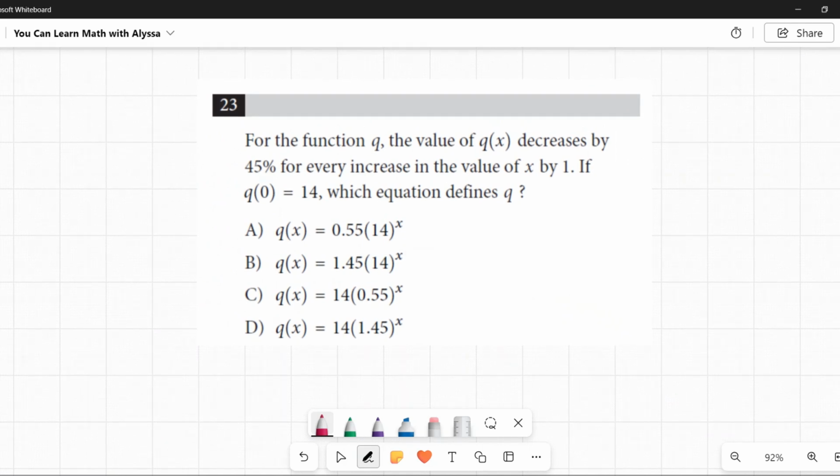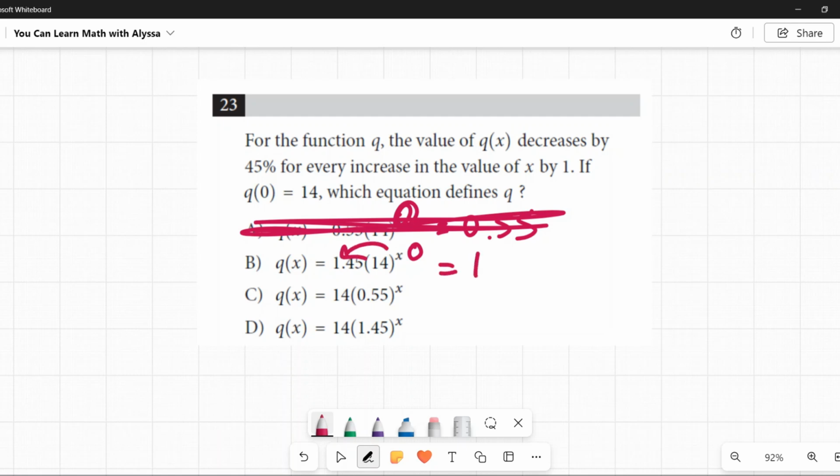All right, if I plug in 0 here for x, I get 14 to the power of 0 is 1. 1 times 0.55 is 0.55. It says I should get 14. A is out. Next one, 14 to the power of 0 is 1. 1 times 1.45 is 1.45. That is not 14. B is out.